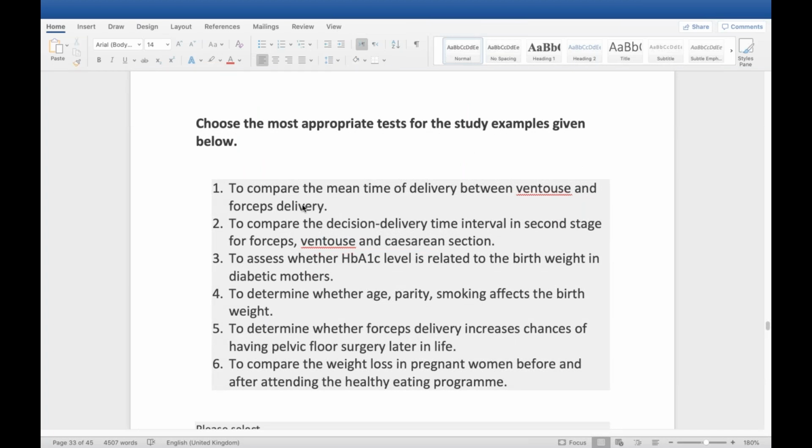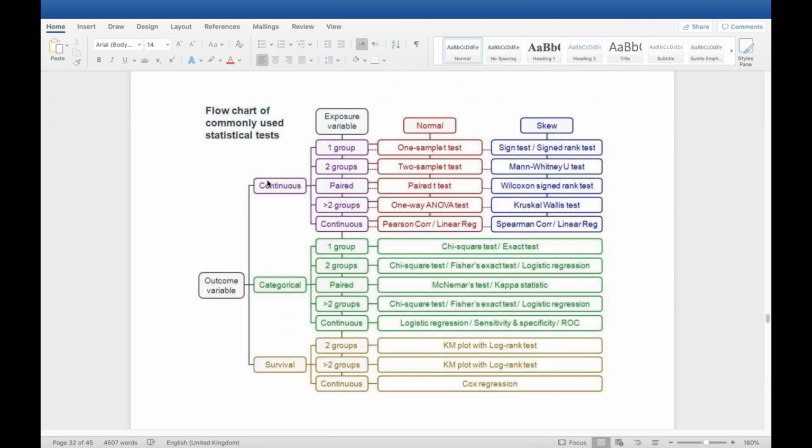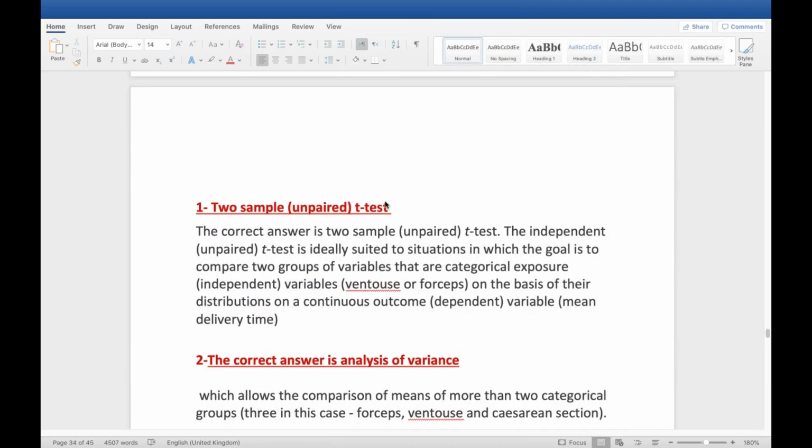Okay, to compare the mean time of delivery between ventouse and forceps delivery. So you're comparing time to time, number to number in two groups. So it's numbers, so it's continuous. So we'll go up. It's continuous, and two groups, so probably it will be two sample t-test. We'll go to the answer, it's two sample t-test.